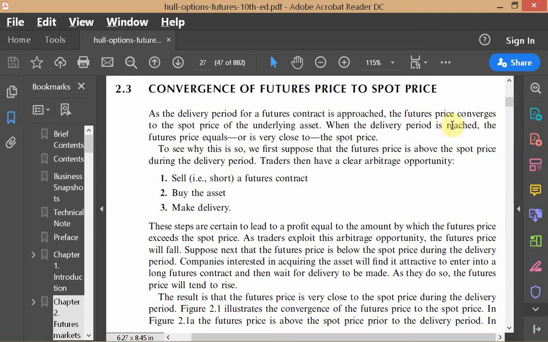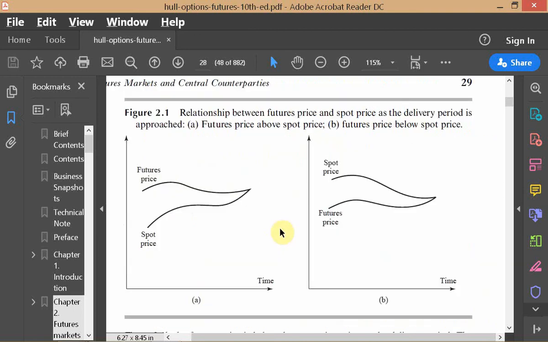Here what they're talking about is an example where there are only two possibilities: either the futures is above the cash or the cash is above the futures. And what we are saying is that eventually the cash futures basis has to go to zero. This is what they're talking about, the convergence. What are they showing you here? This is the convergence that they're showing you as we approach the delivery period, that the two will converge.